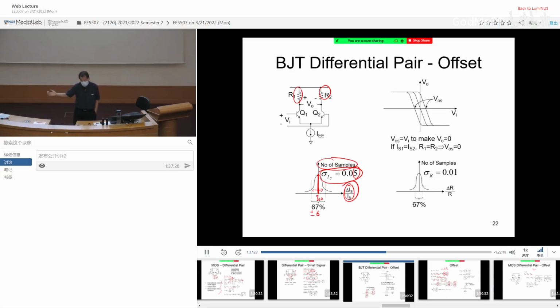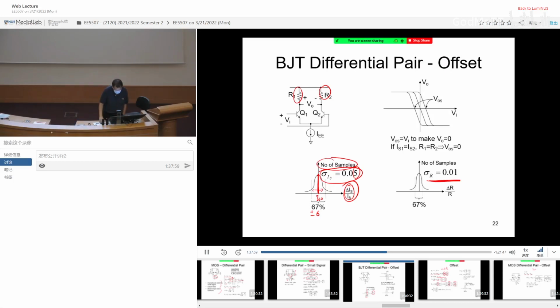Let's say you test 1,000. About 670 of them will have mismatch less than 5%. You can guarantee that. That is how they measure. And what this means is that 67% of the resistor samples that you measured will exhibit mismatch less than 1%. That is all it means.